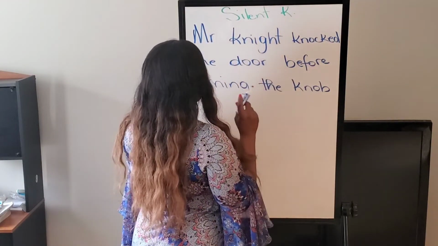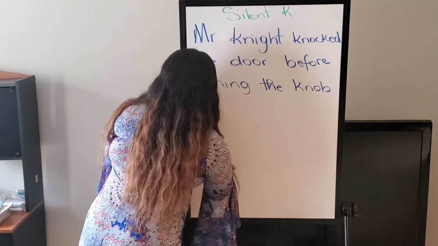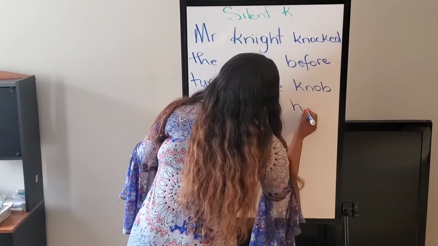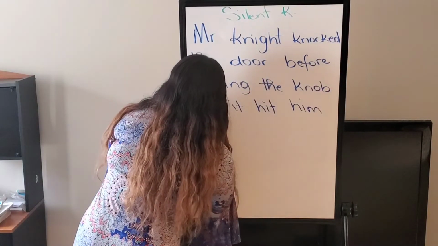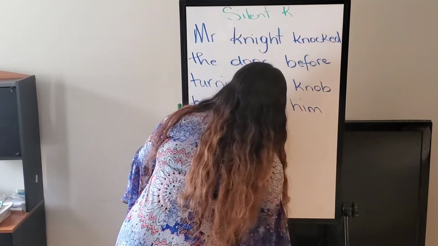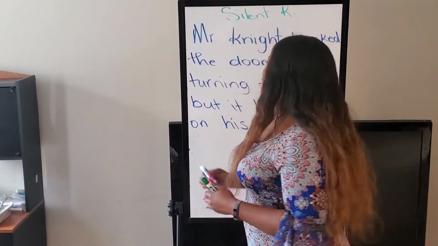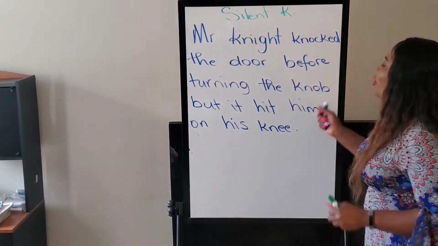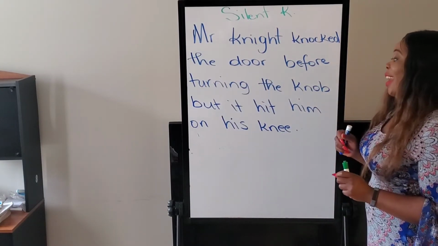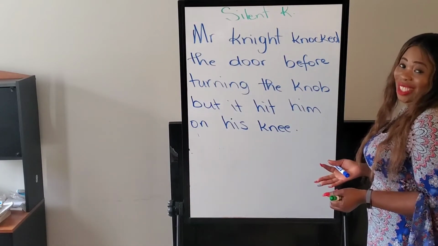All right, so Mr. Knight knocked the door before turning the knob, but it hit him on his, who is gonna tell me? Got it, you genius. Knee. So good. Look at this one. Mr. Knight knocked the door before turning the knob, but it hit him on his knee. Luckily, I taught you how to breathe for the H. See how nice that sounded?